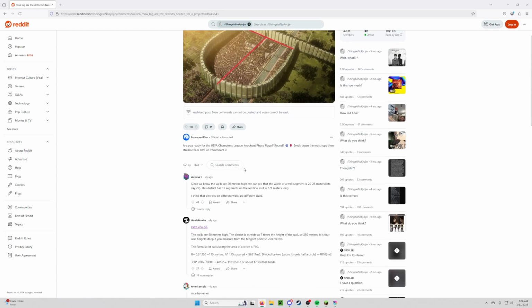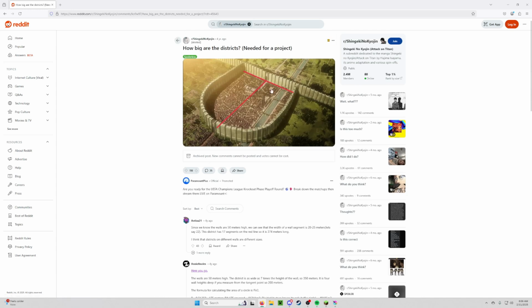The first thing I saw was walls are 50 meters high. So keep 50 meters in mind. It says the width of a wall segment is 20 to 25 meters, let's say 22. And there are 17 segments on the red line, so it is 374 meters long. There's two red lines. There's 17 segments on the red line, which means it's this way.